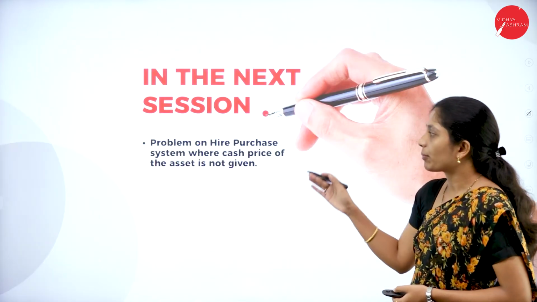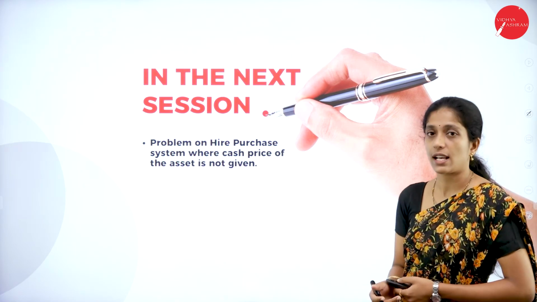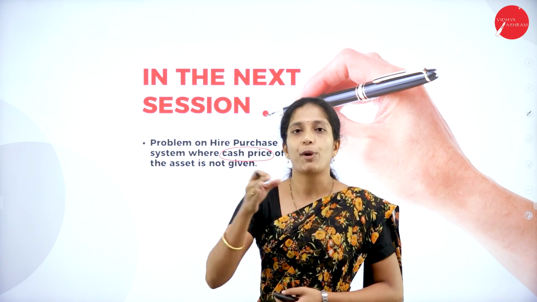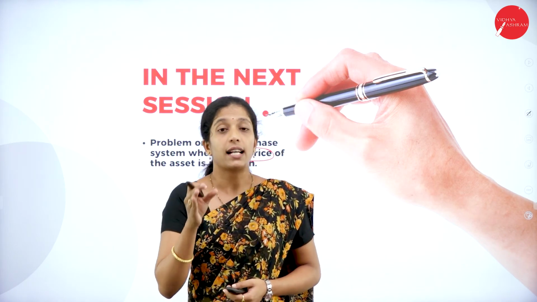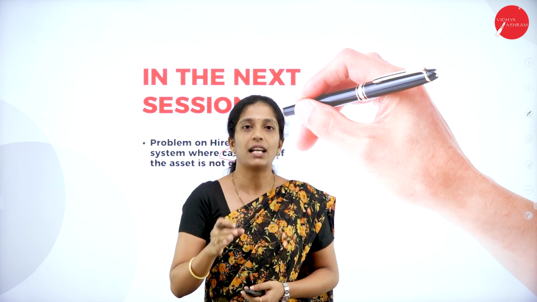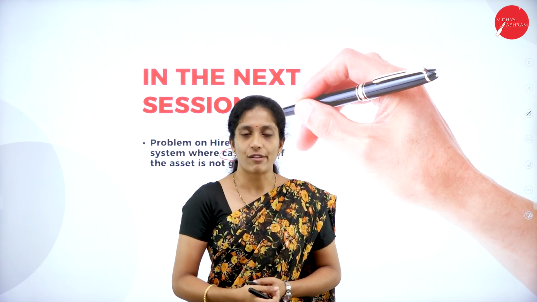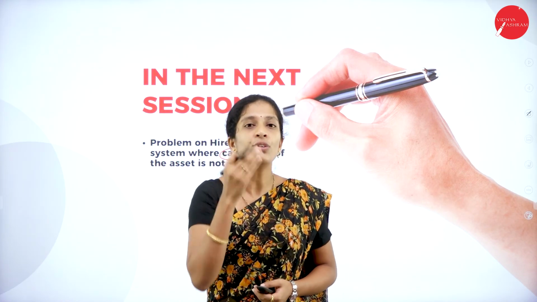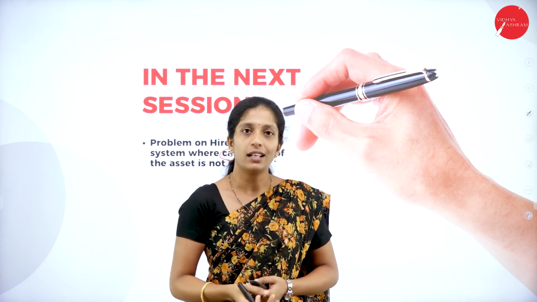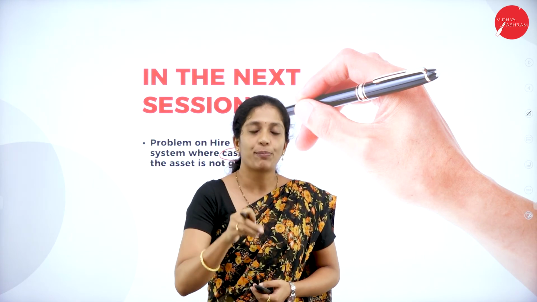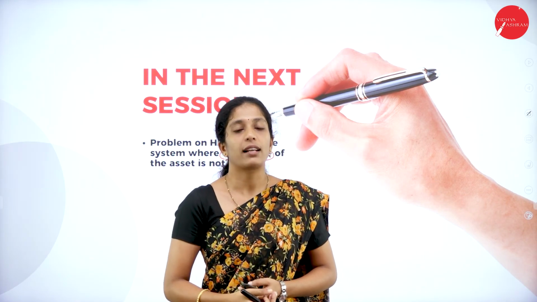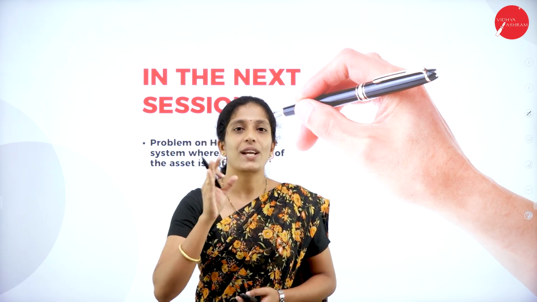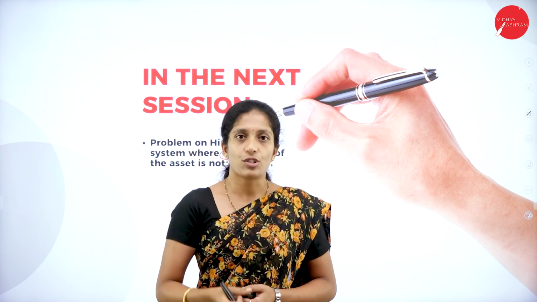So in my next session, I am going to solve a problem on hire purchase system where cash price of the asset is not given. So we shall continue with one more problem so that you can clearly understand if the cash price of the asset is not given, then how we are going to prepare the accounts. What we have to do is come from last installment to first installment in order to calculate the cash price. And if it is in the books of hire purchaser, then we have to calculate the depreciation also. So if you are familiar with the journal entries, it's very easy to post those journal entries to ledger accounts.